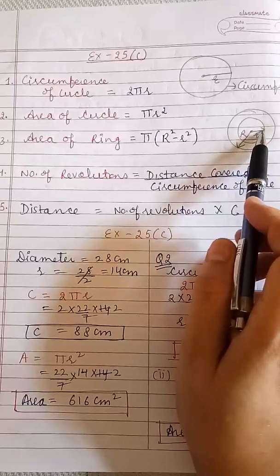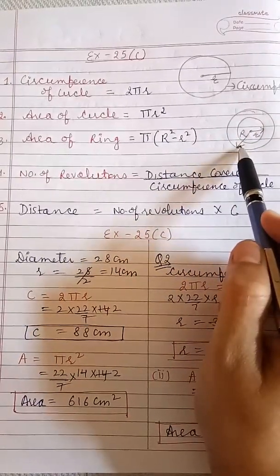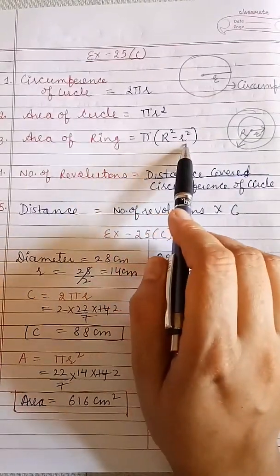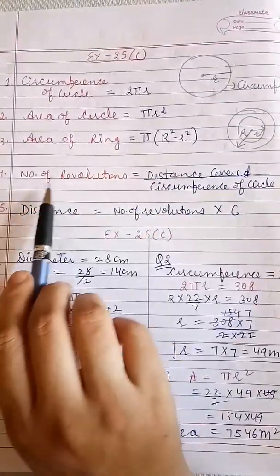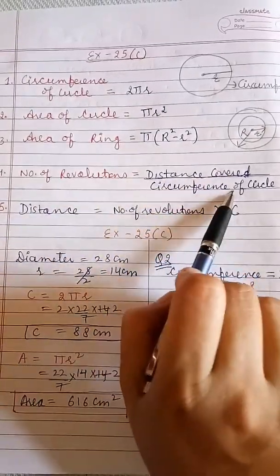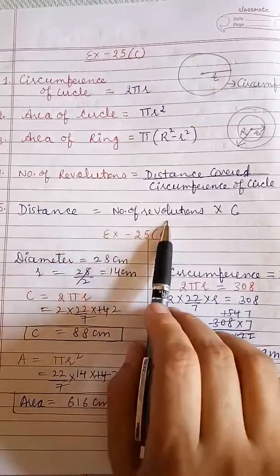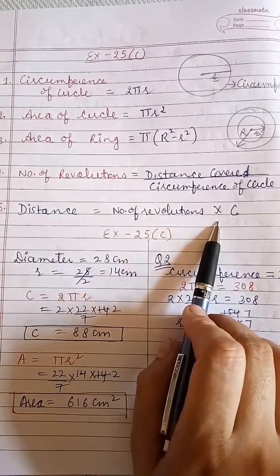Small r is the radius of the smaller circle, and big R is the radius of the bigger circle. So the area of the ring is pi times capital R square minus small r square. Then a few questions are based on the number of revolutions, that is distance covered divided by the circumference of the circle, and to find the distance, number of revolutions multiplied by circumference.